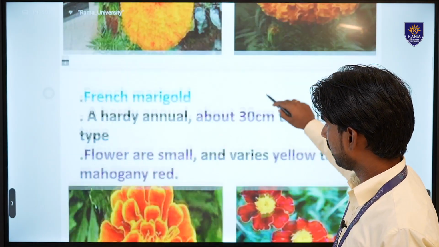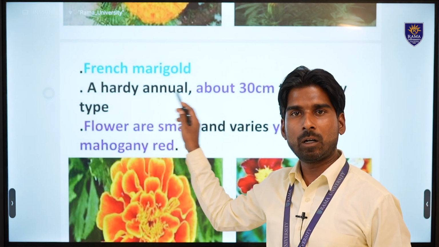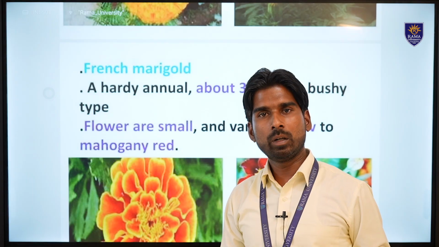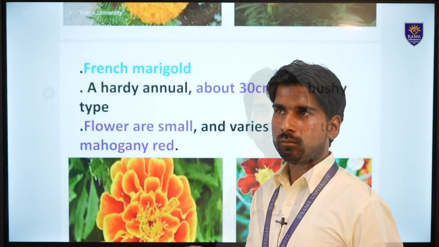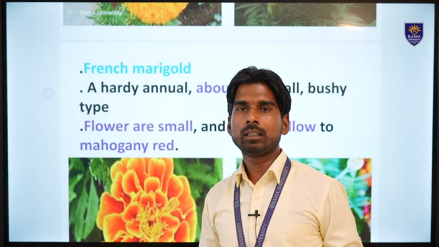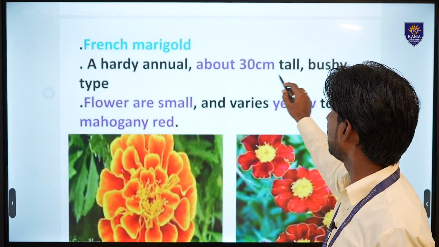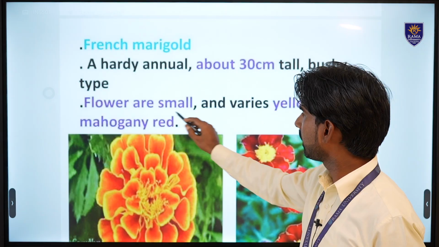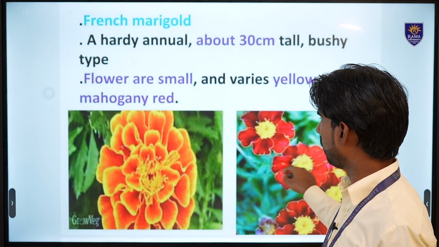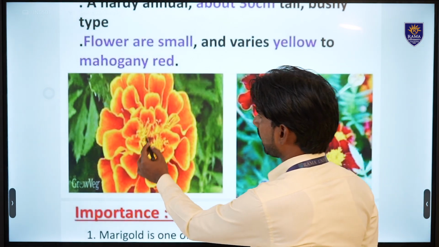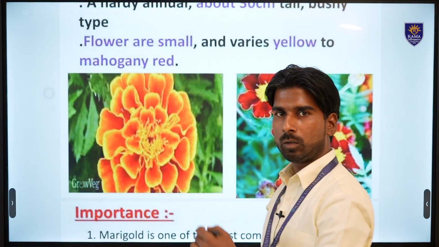Next, French marigold. Botanical name is Tagetes patula, and chromosome number 2n is equal to 48. And African marigold, botanical name is Tagetes erecta, and 2n number is 24. French marigold is a hardy annual about 30 centimeter tall, bushy type. Flowers are small and vary from yellow to mahogany red. Here we are seeing that the petals are very small compared to African marigold.